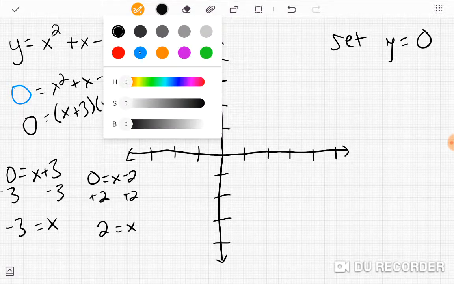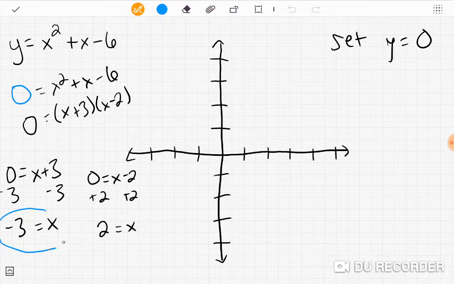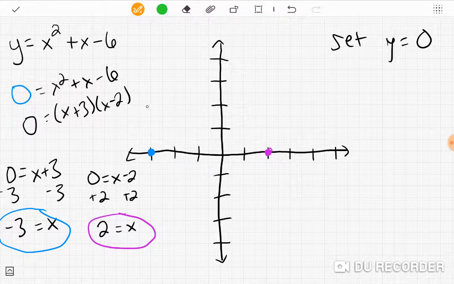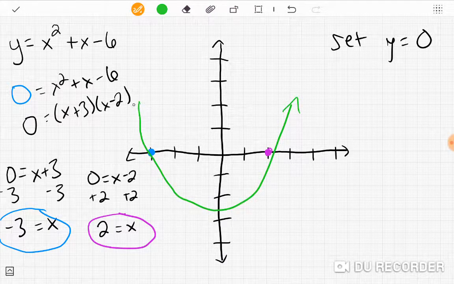So if I were to come in, let's make this colorful here. We're going to say x equals negative 3. So 1, 2, 3. And we'll do, say, purple, x equals 2. So 1, 2. We know it's a positive graph because our a is positive. Like I said, I'm not going into crazy detail on this. So we know that our parabola is going to look something like that, where it's a positive graph. We know our x-intercepts are at negative 3 and positive 2.